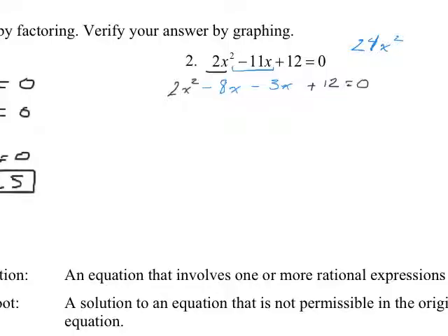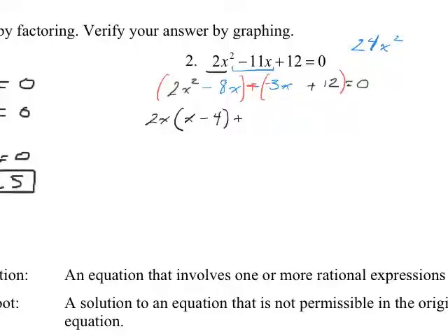Once we've done this step, then we will group the first 2 terms together, and we'll group the last 2 terms together. But you'll notice, in my grouping here, I made a mistake. I need to make sure that the negative sign with that 3x stays with it. So I'm going to change this to adding a negative 3x. Then I'll take a common factor out of each of those 2 binomials. In the first one, there's a 2x that I can factor out, and I'm left with an x minus 4.